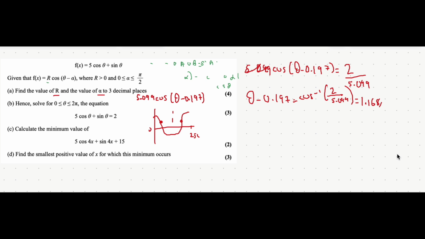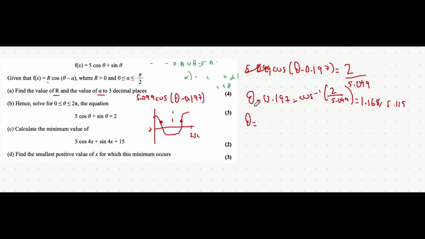You might have thought to yourself, do we not have to change the domain? Because right now the domain is for theta and not theta minus 0.197. Yes, you're right. But the only thing is it doesn't really make a difference in this particular case, which is why I didn't bother doing it. But in some cases it might make a difference, so do be careful of that.